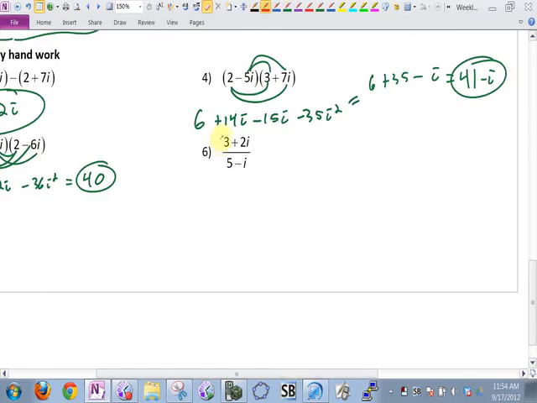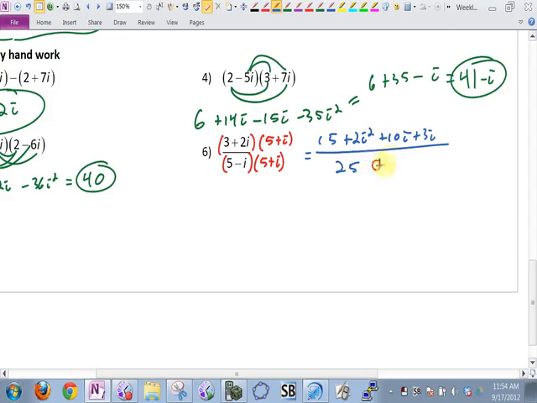And then for number 6, we multiply top and bottom by the conjugate, which is 5 plus i. So the top becomes 15 plus 2i squared plus 10i plus 3i over the bottom, which is 25 plus 1, right? So then this becomes 13 plus 13i over 26, which if you wanted, could call that 1/2 plus 1/2 i.